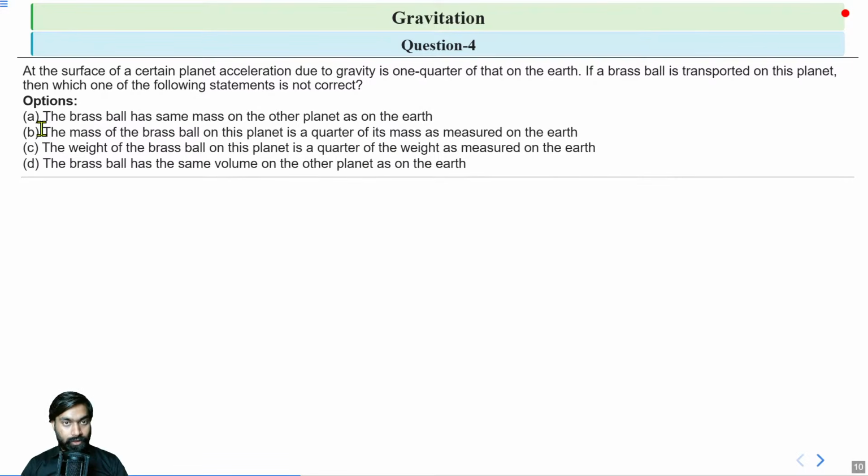Given options: option A, the brass ball has the same mass on the other planet as on the earth. Option B, the mass of the brass ball on this planet is a quarter of its mass as measured on the earth. Option C, the weight of the brass ball on this planet is a quarter of the weight as measured on the earth. And option D, the brass ball has the same volume on the other planet as on the earth. So which option is correct? Please solve this question. This is also a theoretical question.